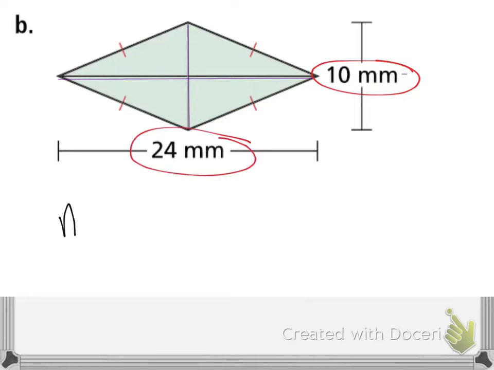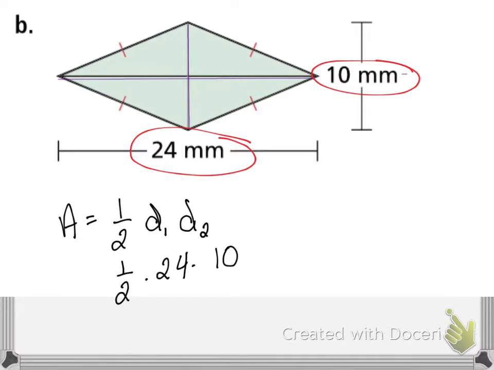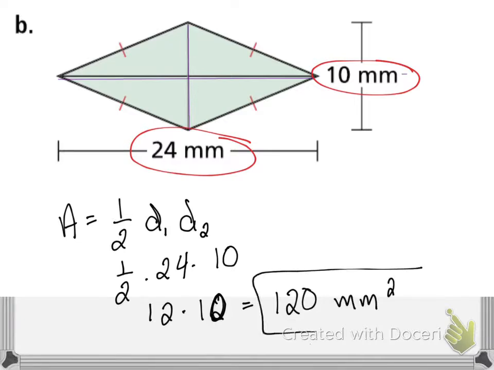So I can write my formula that area equals, again, I encourage you to write the formula down each time, 1/2 times diagonal sub 1 times diagonal sub 2. So it'd be 1/2 times 24 times 10. I'm going to multiply the 1/2 times the 24 because I can do that in my head. 12 times 10, which gives me 120 square millimeters. The area for that one.